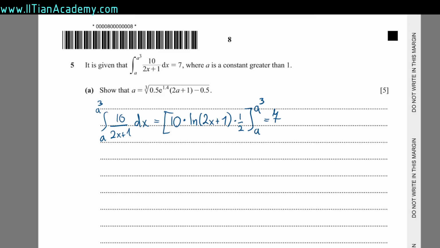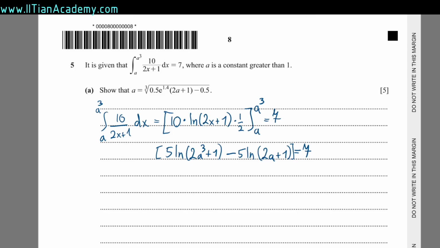So let's plug in the values. The 10 and a half just make a 5. If we plug in a cubed, we have a 5 ln 2a cubed plus 1. And then we will subtract a 5 ln 2a plus 1. And this here is equal to 7.